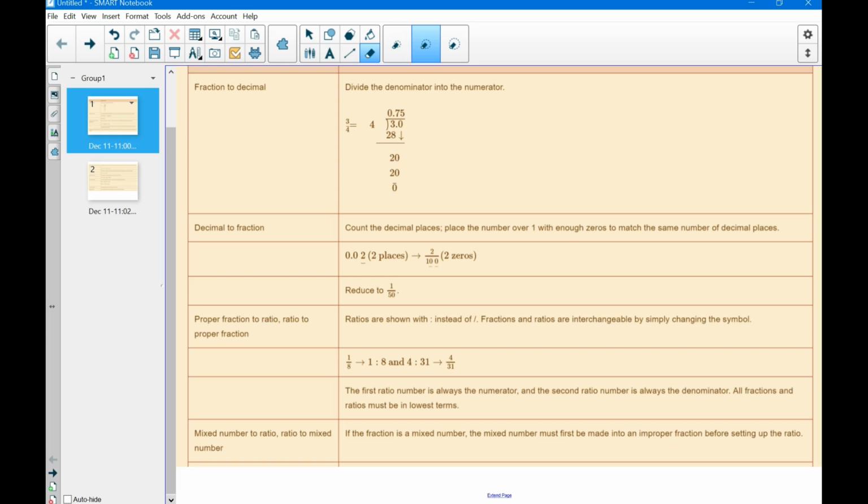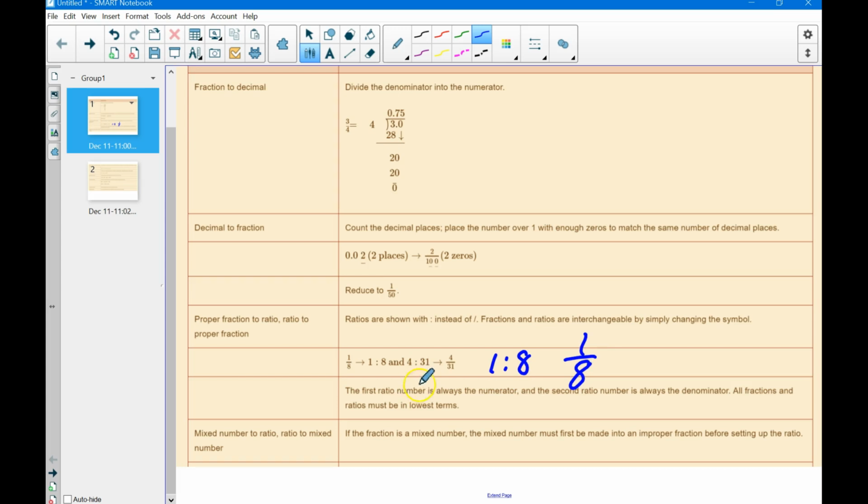The proper fraction to a ratio. Well, we already said that if we have something like this, if we had 1 to 8, we've always said that the 1 goes on top, 8 goes on the bottom. And that's it for that. Top number comes first, bottom number comes second.